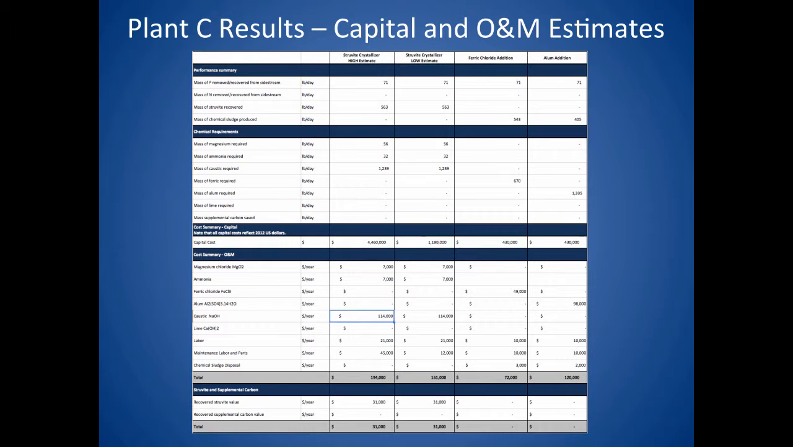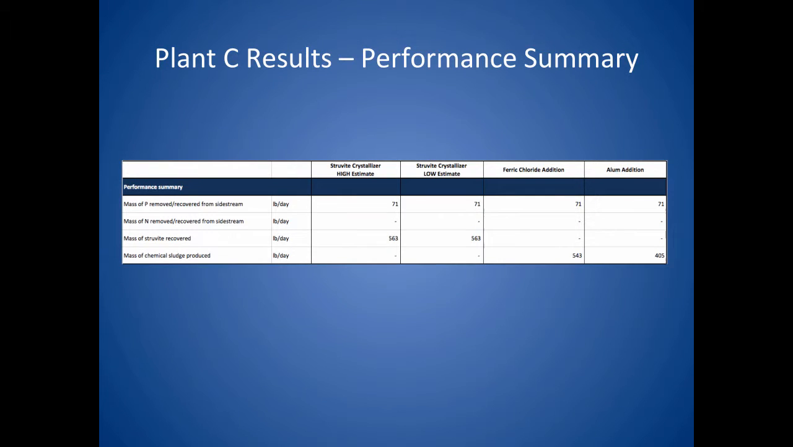It presents a side-by-side comparison of the calculations for each of the following options: Struvite Crystallizer High Estimate, Struvite Crystallizer Low Estimate, Ferric Chloride Addition, and Alum Addition. The benchmark for the performance of these options is 85% removal of orthophosphorus from the side stream flow. Since there are 84 pounds per day of orthophosphorus in the side stream, 85% removal would result in 71 pounds per day of orthophosphorus being removed.